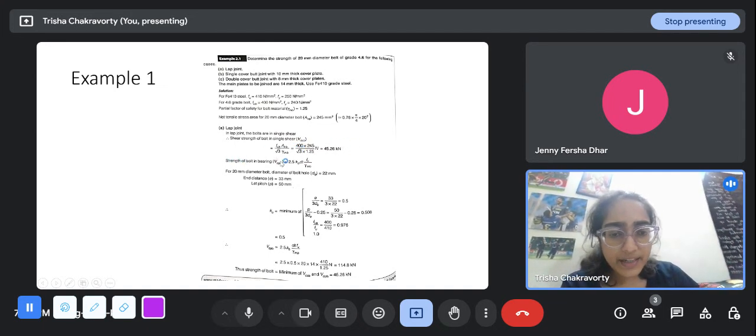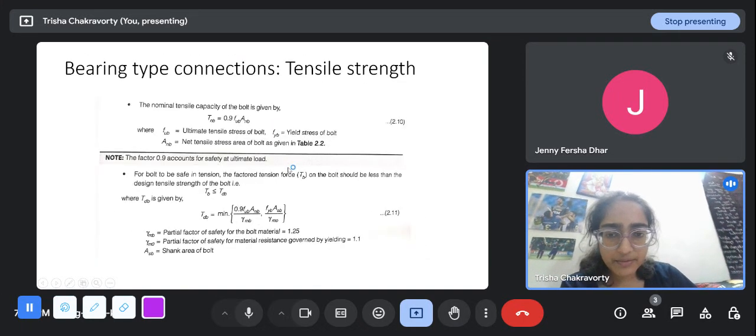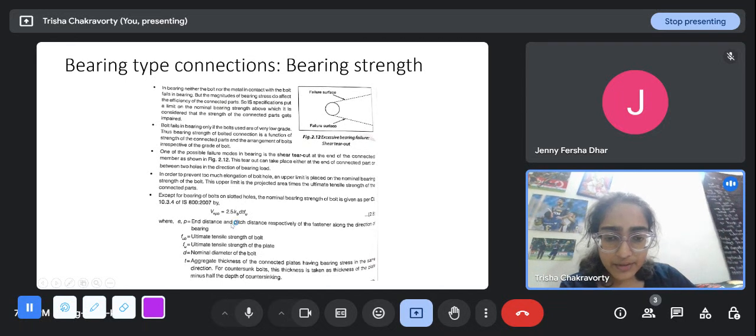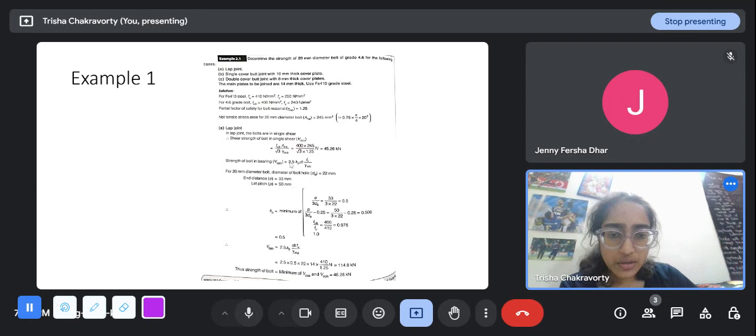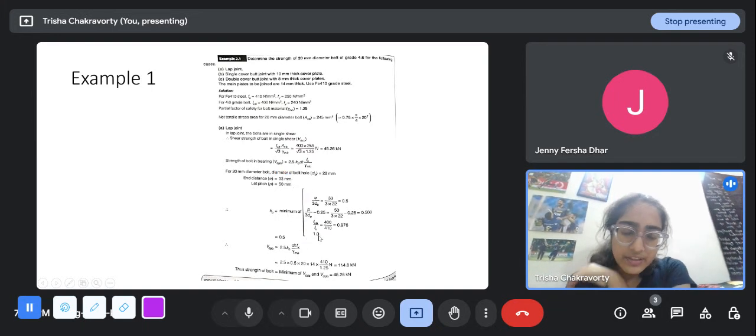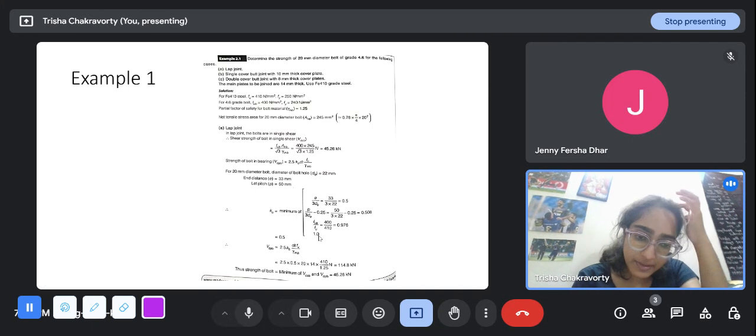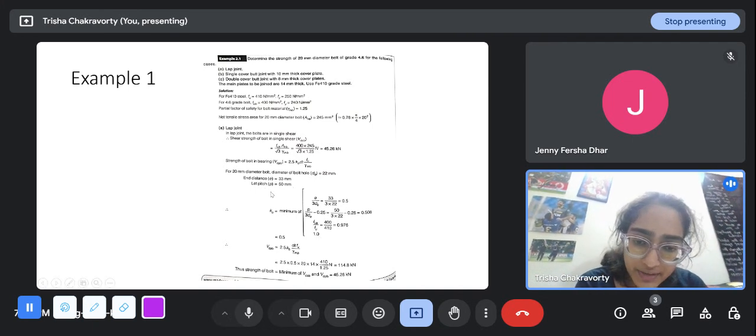The strength of the bolt in bearing is this formula that we used: 2.5 into kb into d into t into fu. Kb is the minimum of these, and it is not generally taken as one. Kb has to do with the pitch and the end distance, and these data will be provided to you. So Kb is the minimum of e by 3 d naught, p by 3 d naught minus 0.25, Fub by Fu, and 1. The minimum of these is 0.5 here.